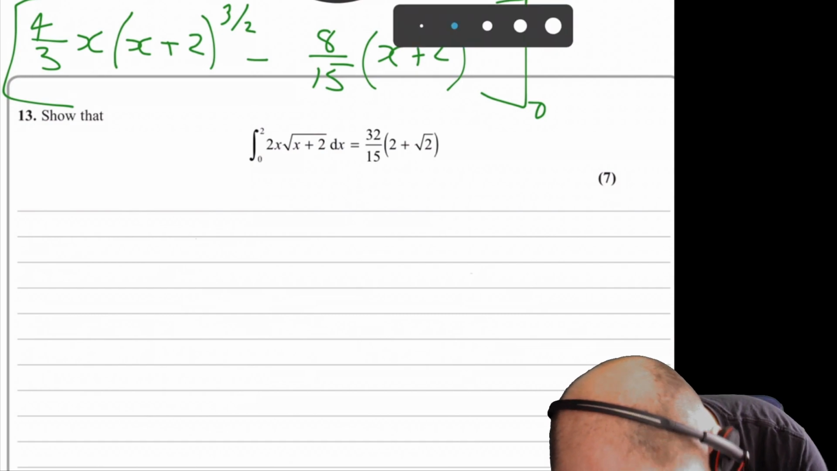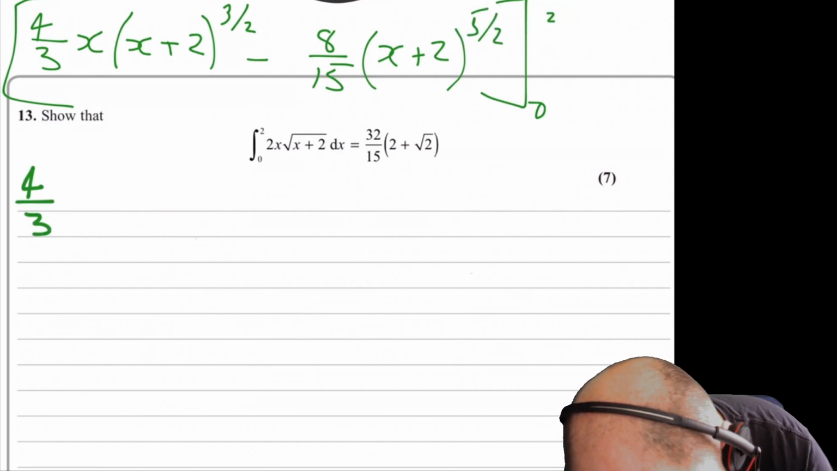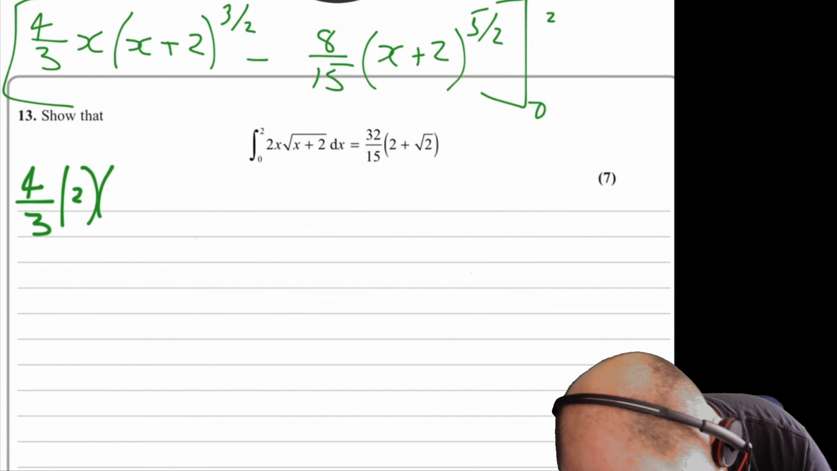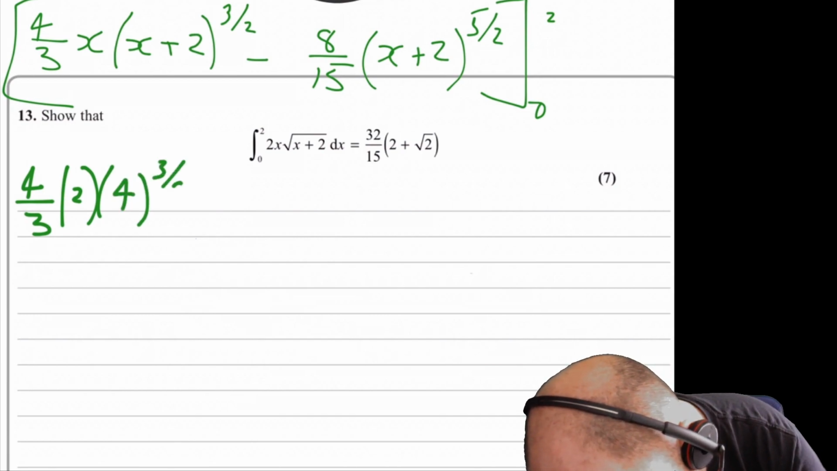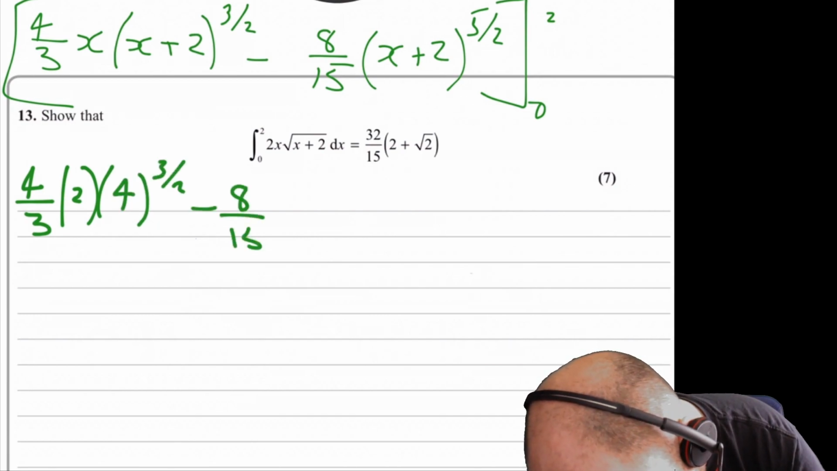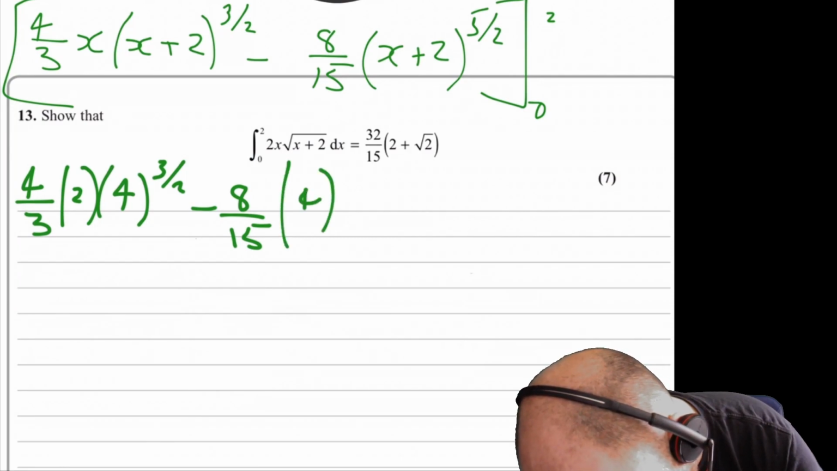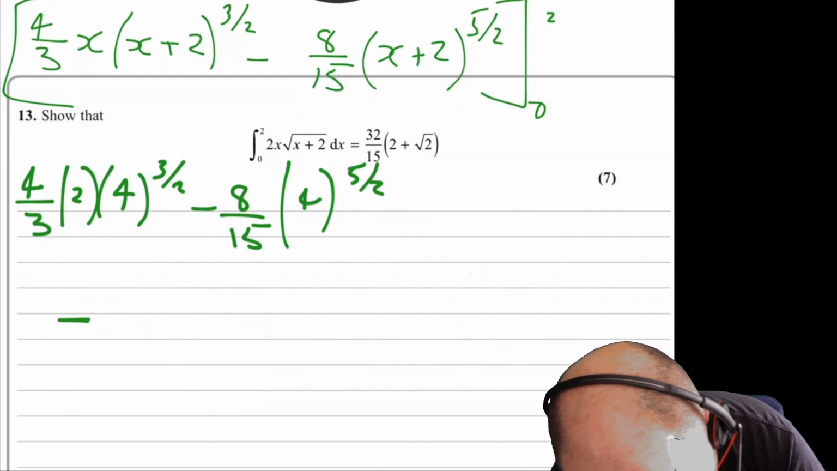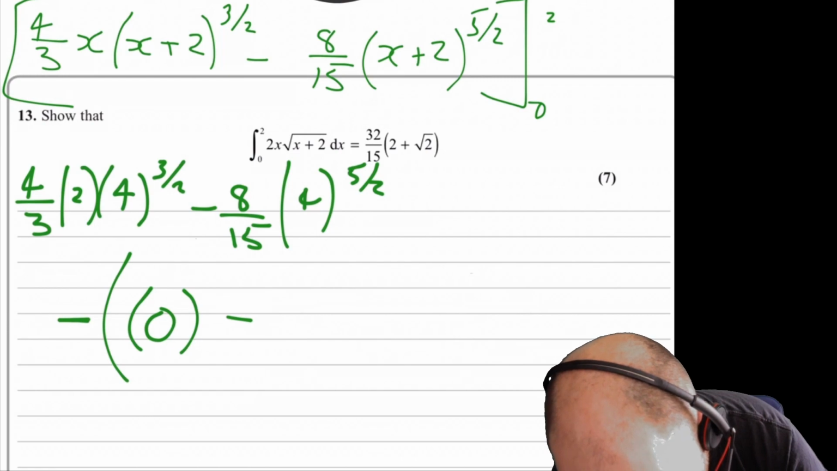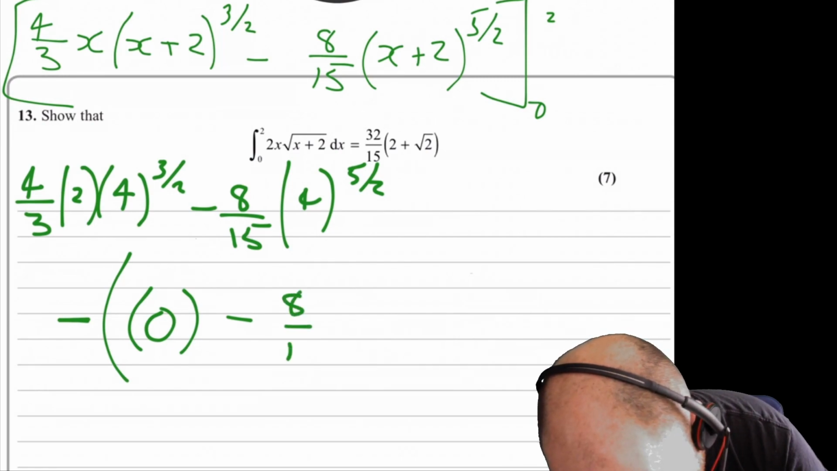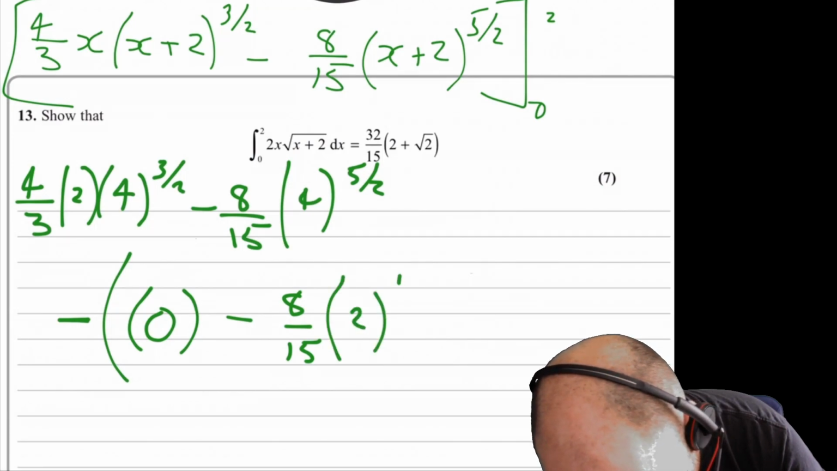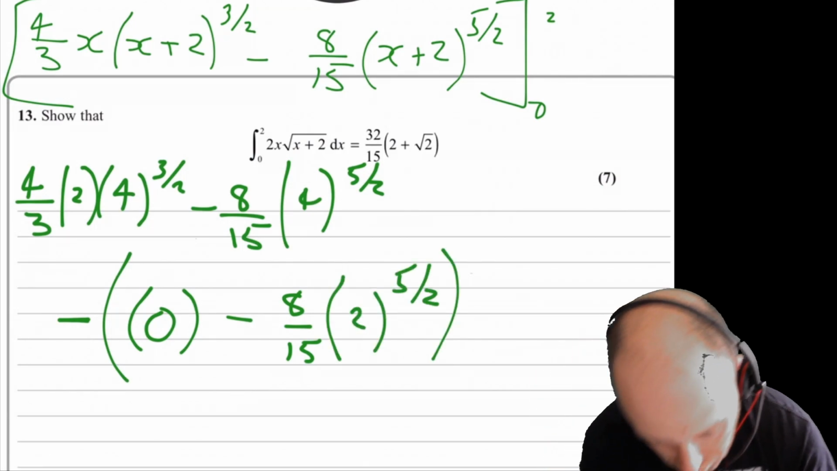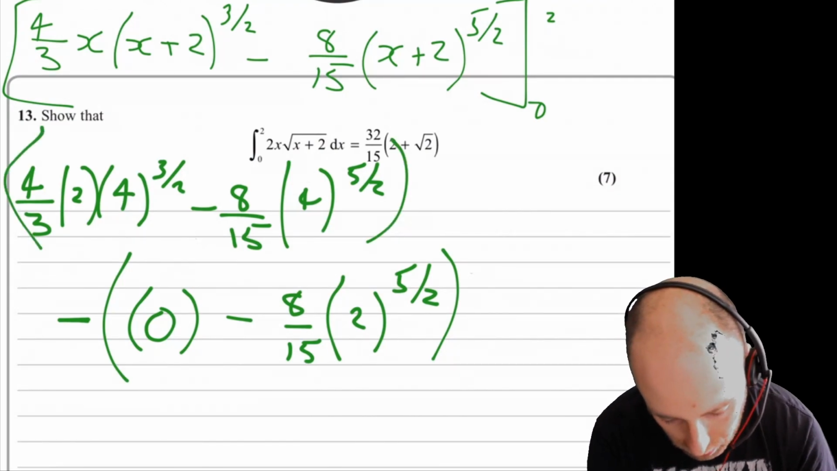So we get 4/3 of 2 times 4 to the 3 over 2. Take 8/15 of 4 to the 5 over 2. Take away, first term is going to be 0. Take away 8/15 of 2 to the 5 over 2. Those are my two terms.